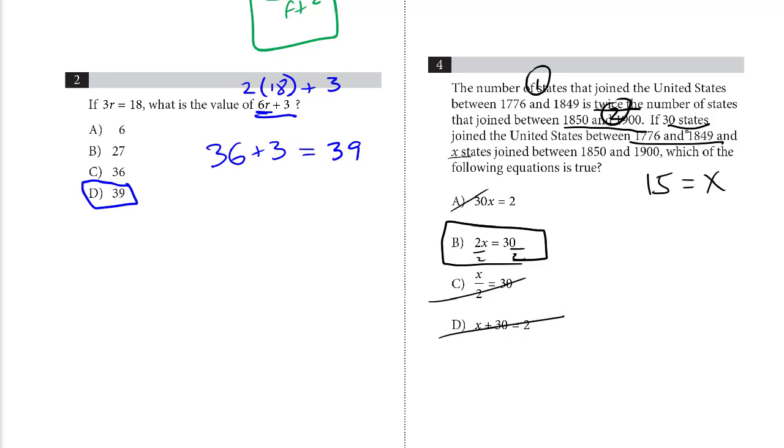The other way is to set it up algebraically, conceptually. I know twice X, that's period 2's amount, because we know period 2 is half of period 1's amount. So twice period 2's amount equals the given period 1 number of states joining, 30. So conceptually, that is the equation for B, if you want to set up the algebraic equation.